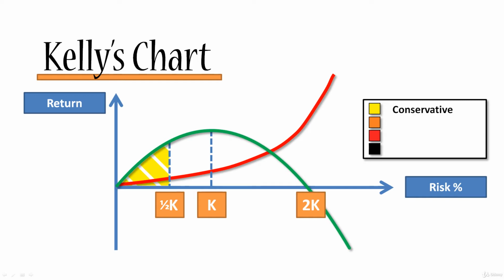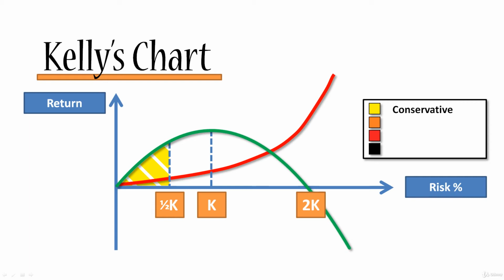It's between 0 and half Kelly, and it's called the conservative section. If you risk anything between 0 and half Kelly, as you can see, your volatility is quite low. Your returns are also quite conservative, and that's why it's called conservative. You're also not risking that much, so it's a safe area. Once you've calculated your Kelly, you can derive your half Kelly. And if you're risking anything below the half Kelly, according to this method, you can deem your trading to be on the more conservative side.